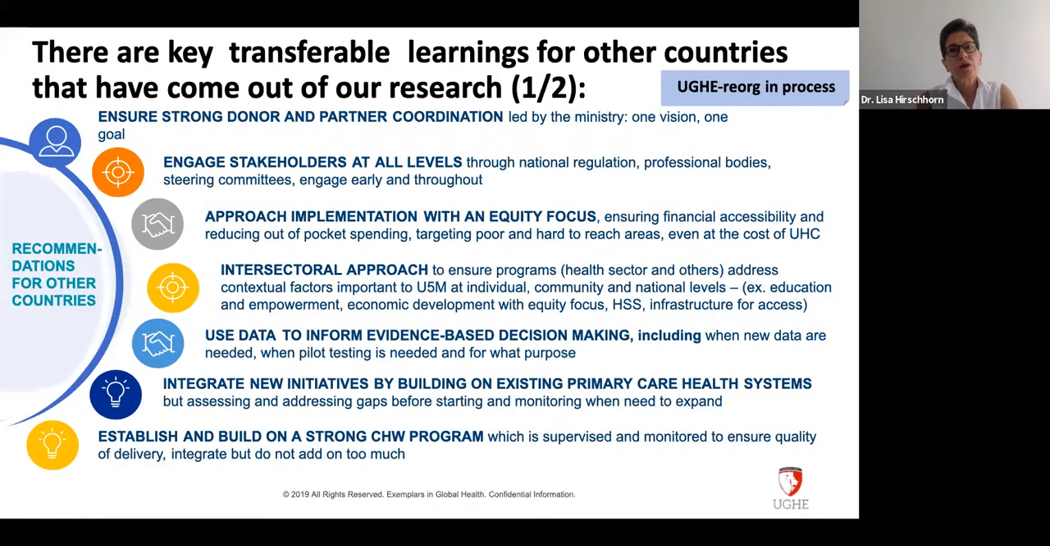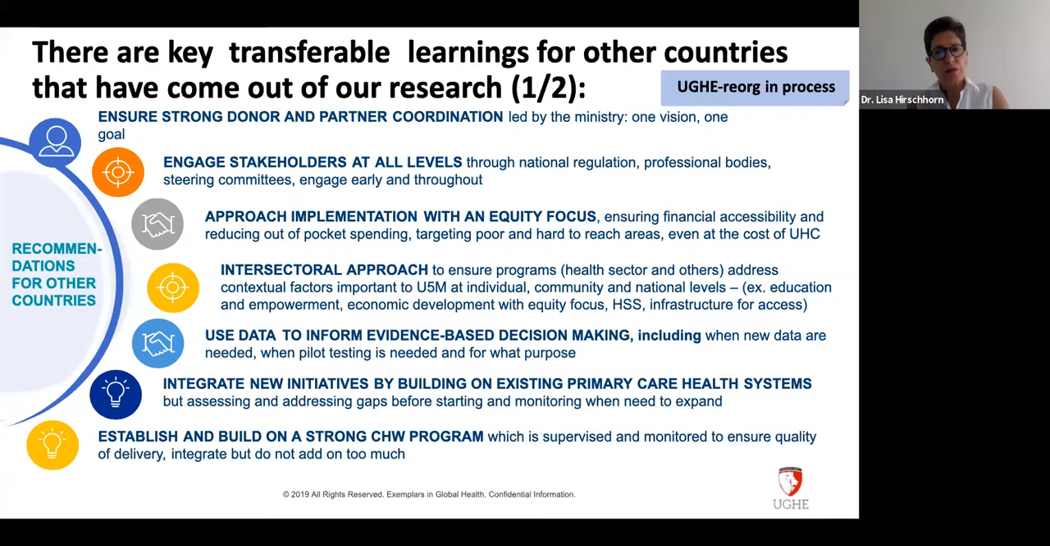So these are just a number of key learning transferable lessons for other countries that have come out of our research, including strong donor coordination, engaging stakeholders, applying implementation with an equity focus, as well as a number of other ones that you can read here. And particularly, they really focused on primary health care.